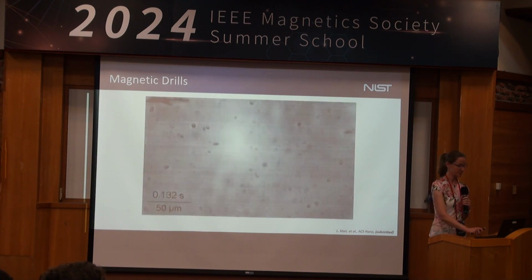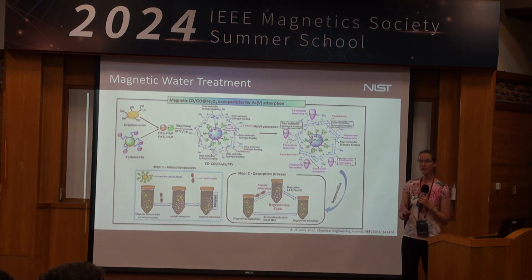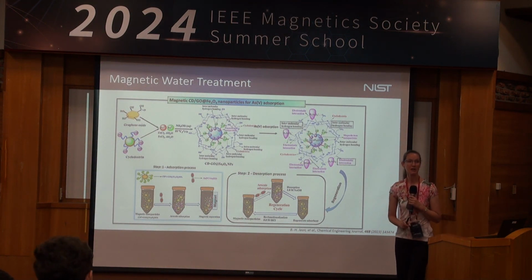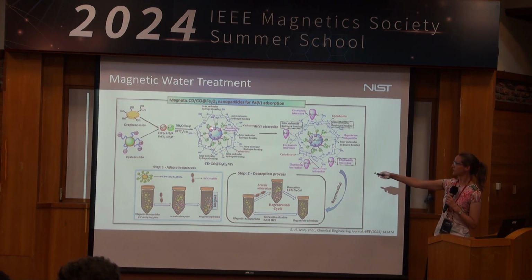And another example of robots here, we can just use an ordinary nanoparticle. But one of the really neat things is looking at how you can use magnetic nanoparticles to clean up water. So what's going on is you start with your magnetic material.